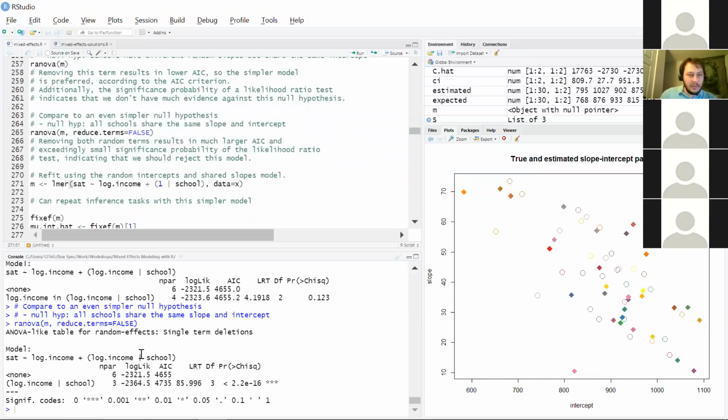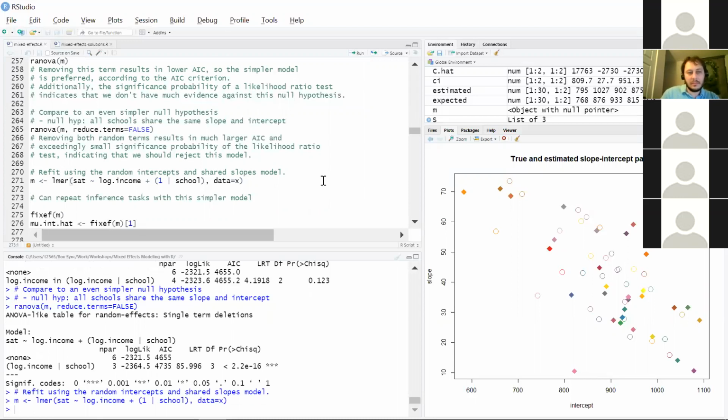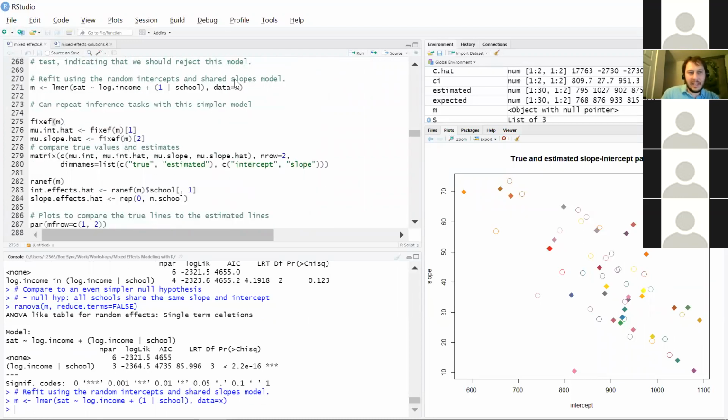But we did see that maybe it's okay to not have different slopes for log income for different schools. So we could redo the fit and say we're going to give every school a random effect for the intercepts, but we're not going to allow for differences in slope. We're just going to say all schools have the same slope. And that's how you would do that model.